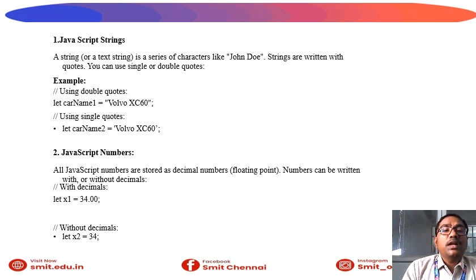Next is JavaScript numbers. JavaScript numbers are stored as decimal numbers. Numbers can be written with or without decimals. So with decimals we can write it like this: let x is equal to 34.00, or without decimals simply you can write it as let x2 is equal to 34.